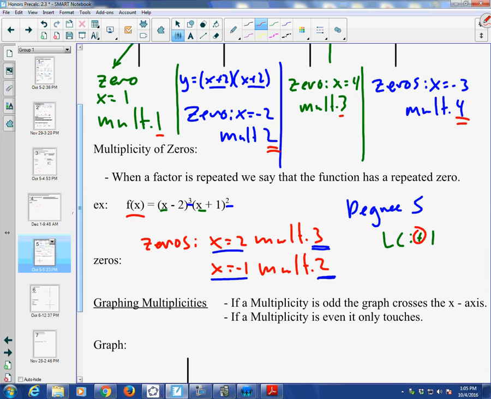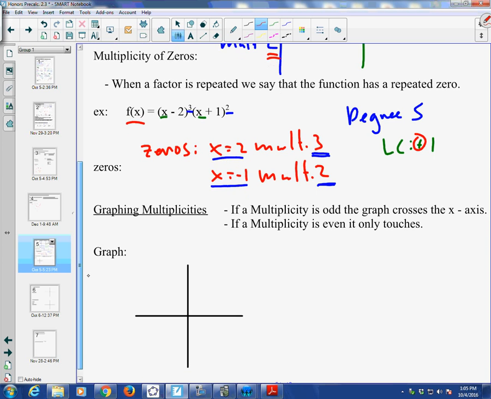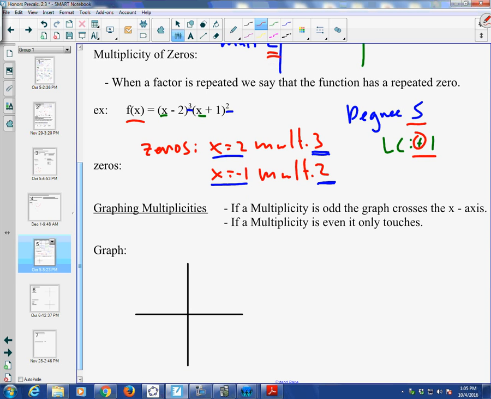Now this tells us about our end behavior, right? We've got a polynomial of odd degree with a positive lead coefficient, and that means that we're going to be coming from -infinity and going to positive infinity. We also know where we're going to be hitting the x-axis, at -1 and at 2. And we know how we're going to be hitting the x-axis with those x-intercepts.